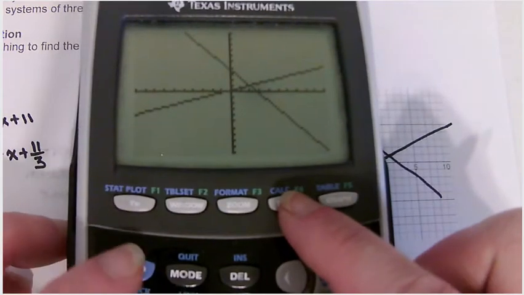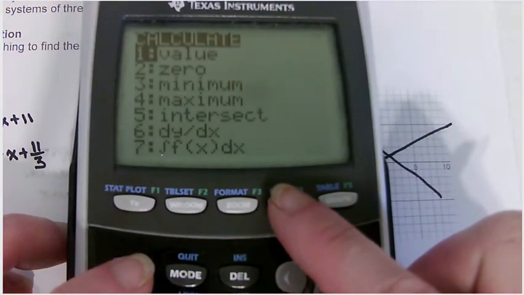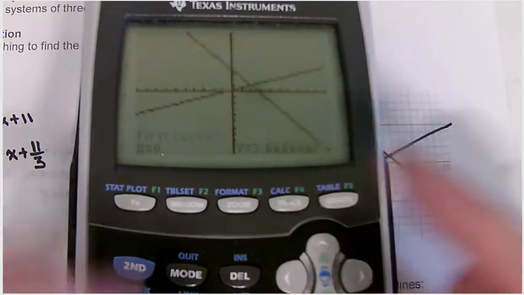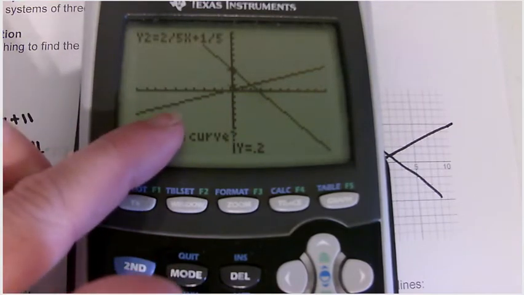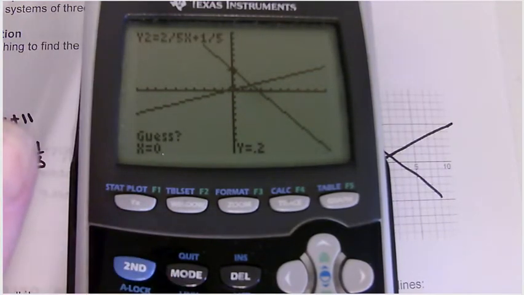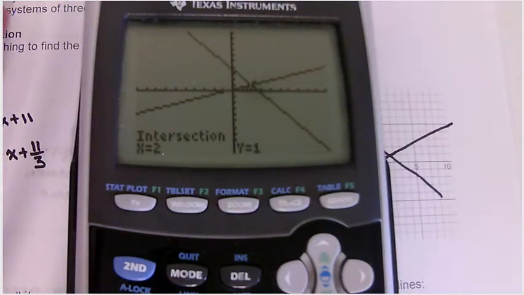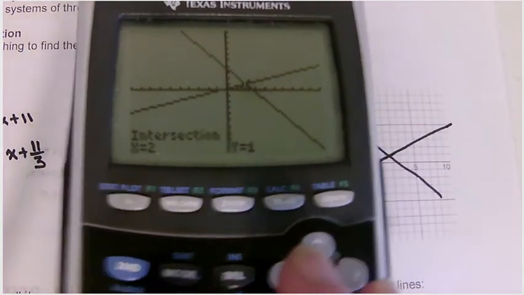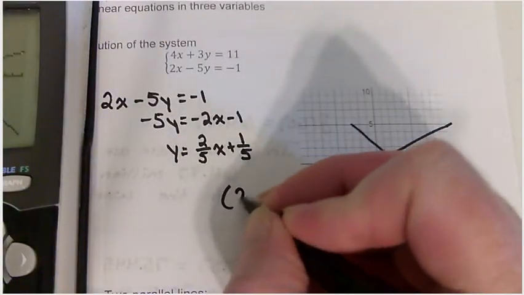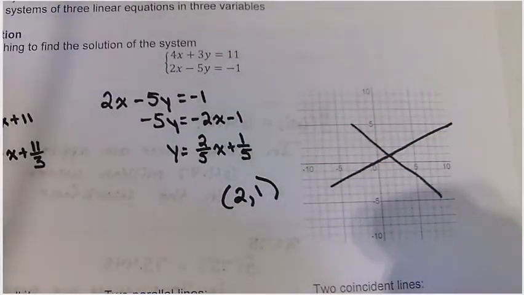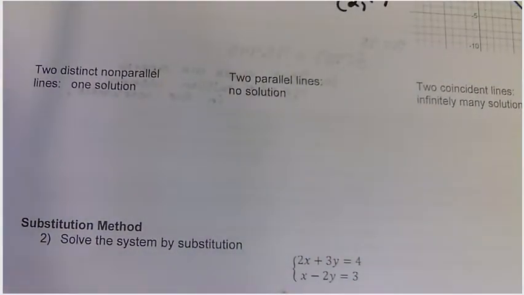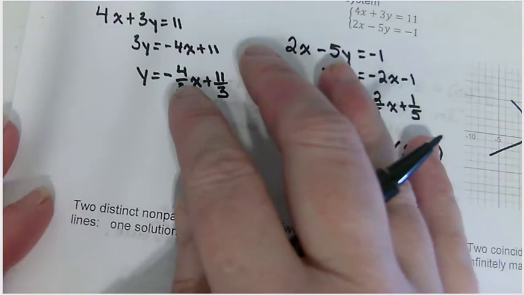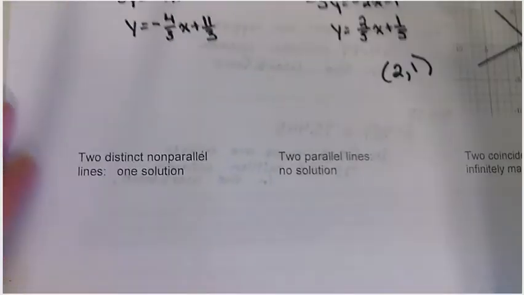So in the calculator, if you press second trace, there's an option for intercept. And it asks you if this is the first line. Yes. Is this your second line? It's a second curve. Yes. Do you feel like guessing? Now that comes into play if we had more than one spot. But right now there's only one place, and it says the intersection is 2, 1. So graphically, if you have the technology, it will always work, but you have to always solve for y before you can put it in the calculator.